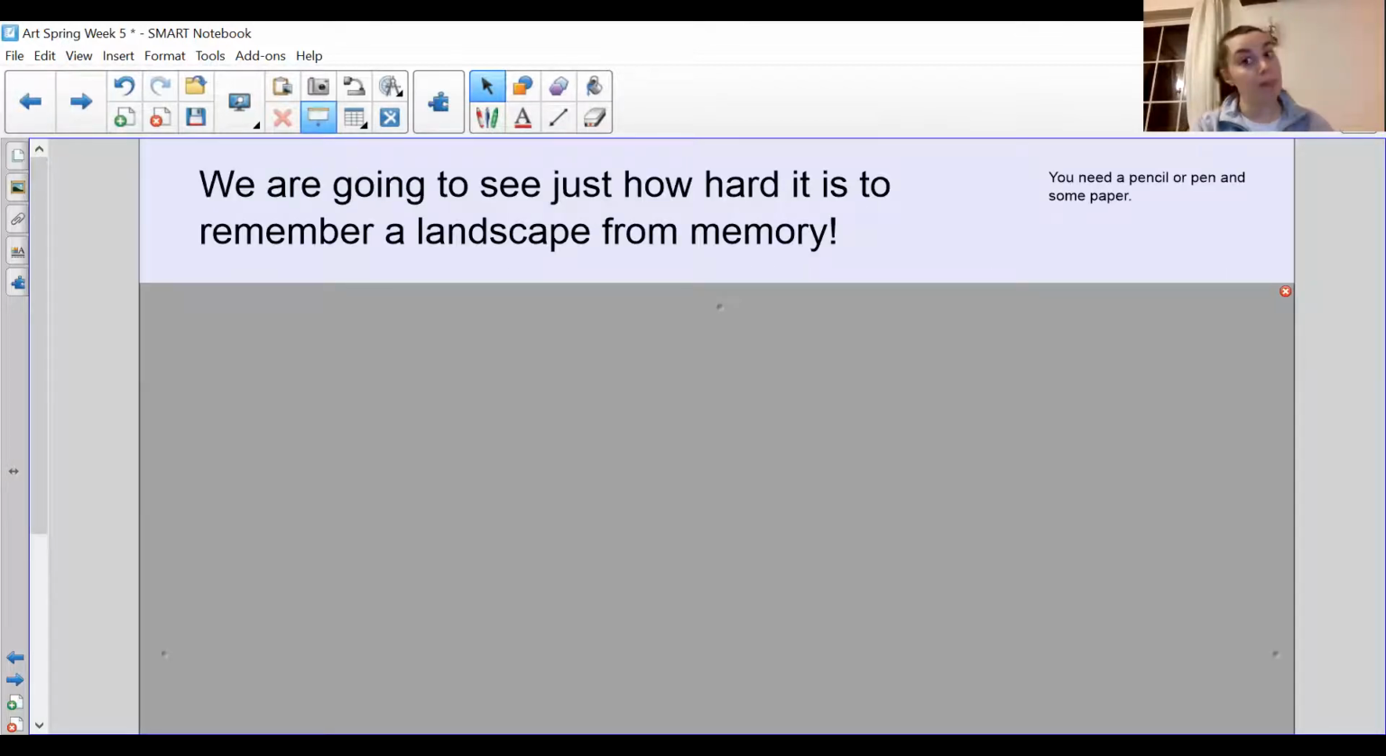So on a piece of paper, a new piece of paper, or the old one if you have space, you're going to need a pencil or pen, and we're going to see just how hard it is to remember a landscape from memory. So I've got my piece of paper here. I'm going to do it along with you and my pen, and I'm going to turn it landscape because we're doing landscape pictures, not portrait, landscape. And we're going to see if we can draw this.